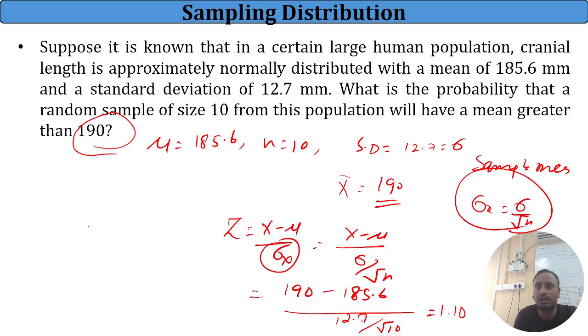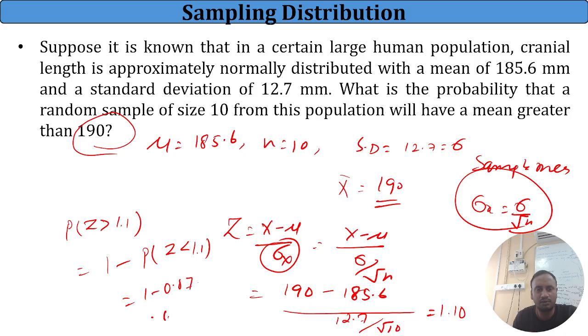So now we have to calculate the probability of getting a mean greater than 1.10. What is the value? 1 minus P of Z less than 1.1. So 1 minus 0.87 something, it's going to be 0.13. Is it? I think this will be clear.